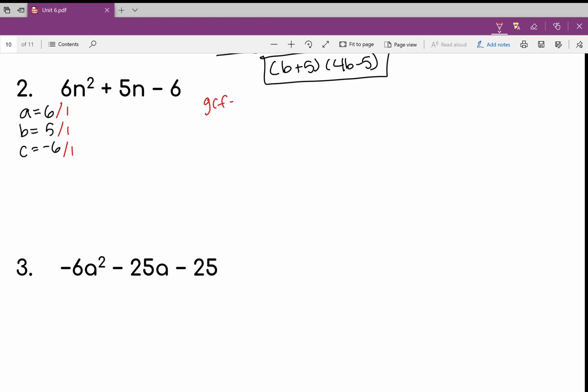GCF is equal to 1. And if I divide anything by 1, it doesn't change. So I still get 6, 5, and -6. So that means I'm still using this same equation. I don't have to rewrite any equations.